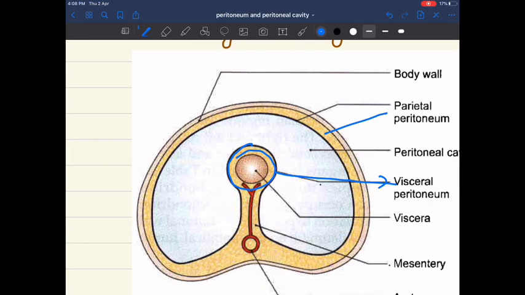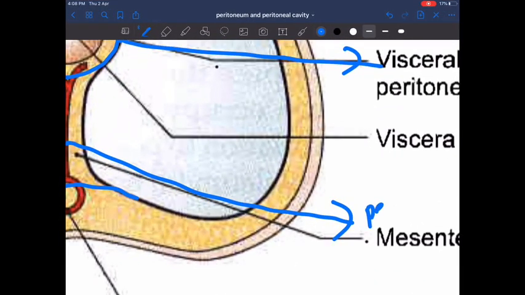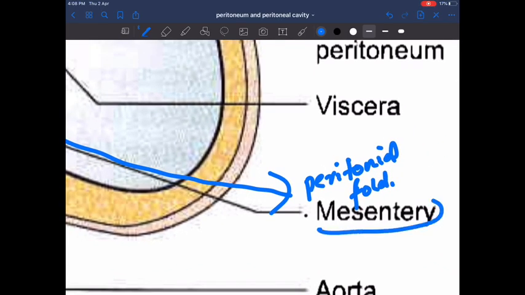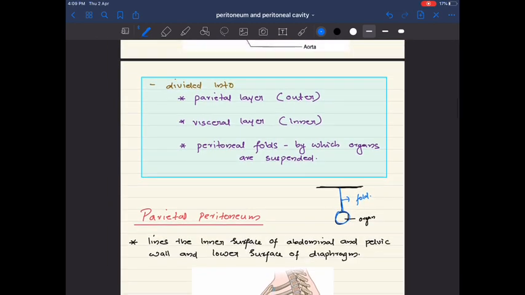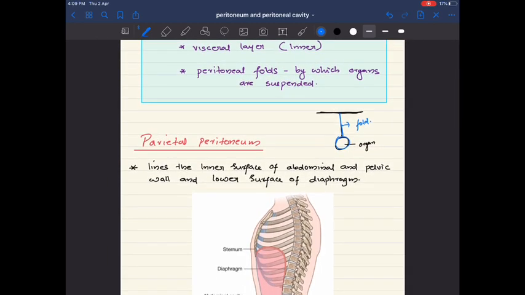So this visceral peritoneum and parietal peritoneum is connected by peritoneal fold. I'll explain to you later what is this mesentery. Okay, so I guess you understood the point. Okay, let's get into the next topic.